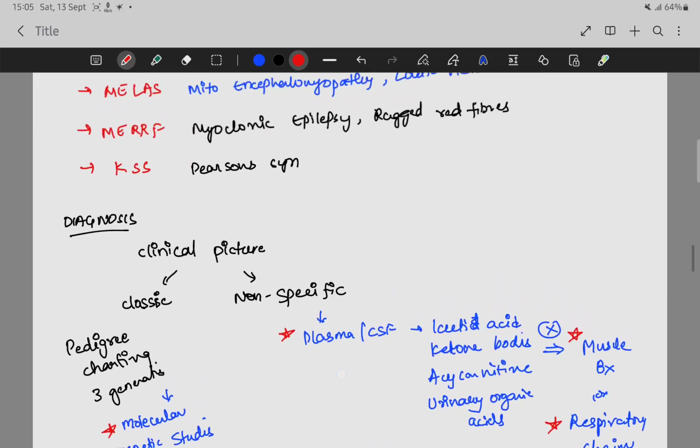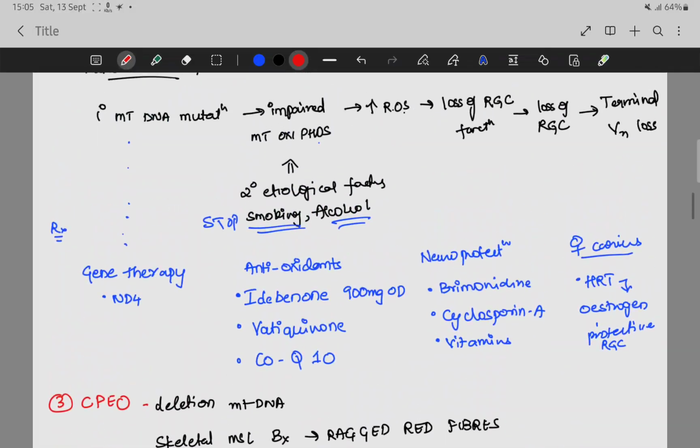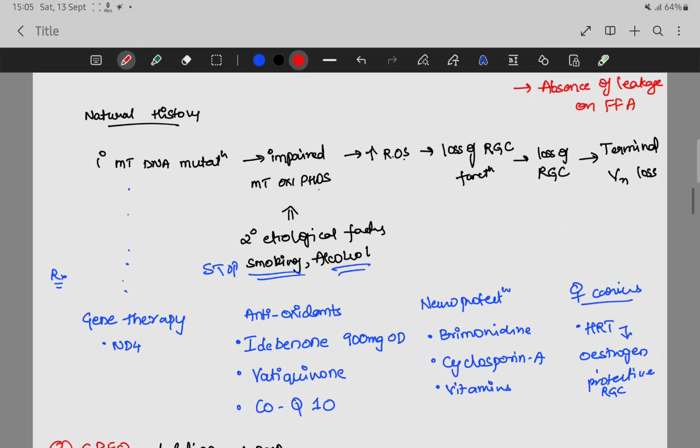The treatment, as we have discussed, is gene therapy, antioxidants, and neuroprotection. These are the treatment options available. We have discussed this specifically regarding LHON, but it applies to other disorders also. In the next class, we will discuss genetic counseling in these cases. Okay. Thank you.